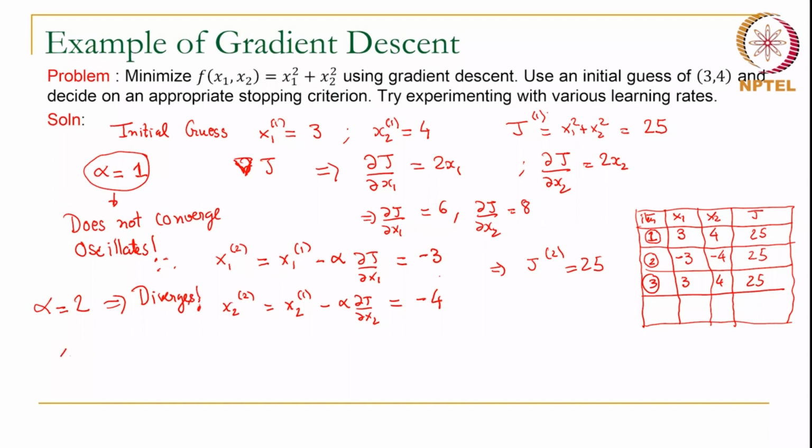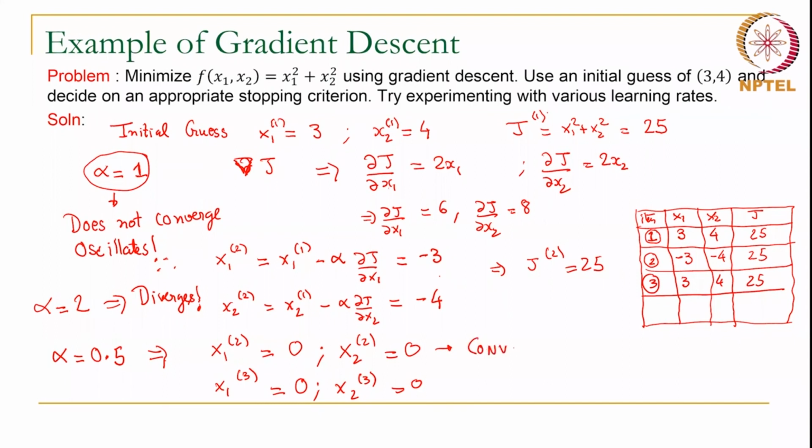Okay. Alpha equal to 0.5. What happens? Can everybody try? It at once comes to 0 and stops there. If you put alpha equal to 0.5, you will get x1 2 is 0, x2 2 is 0, and then x1 3 is also 0, x2 3 is also 0. Why is that? Because the moment I hit 0, 0, my del J del x1 will be 0, del J del x2 will also be 0. So it will not update. Okay, so it has converged in one step.